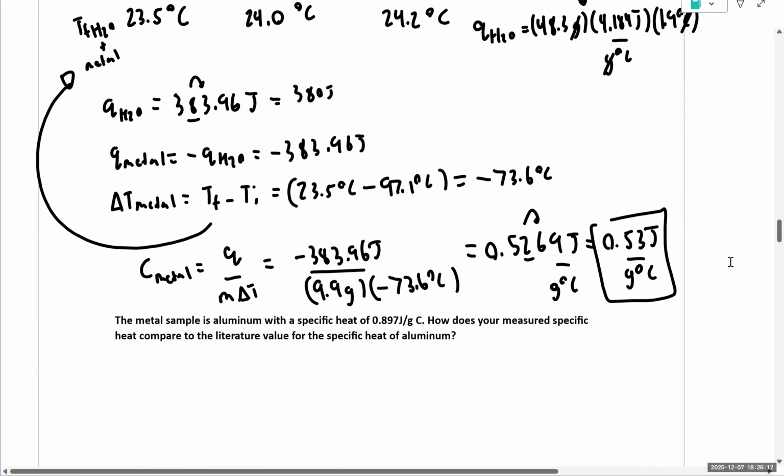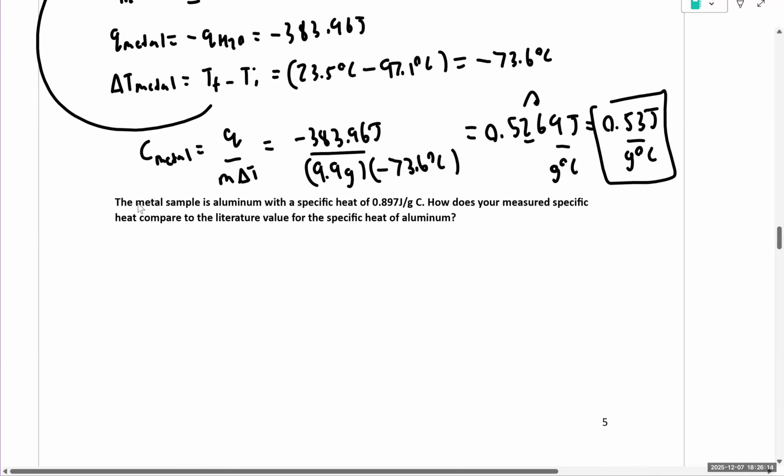You're also going to answer the post-lab questions where the metal sample is aluminum and its actual specific heat is closer to 0.897 joule per gram degree Celsius. And it's asking, how does your measured specific heat compare to the literature value? It's not uncommon when we're measuring specific heats experimentally for there to be some variance between the experimental and true value, because with the equipment we're using, it's very easy for heat to be lost to the surroundings.